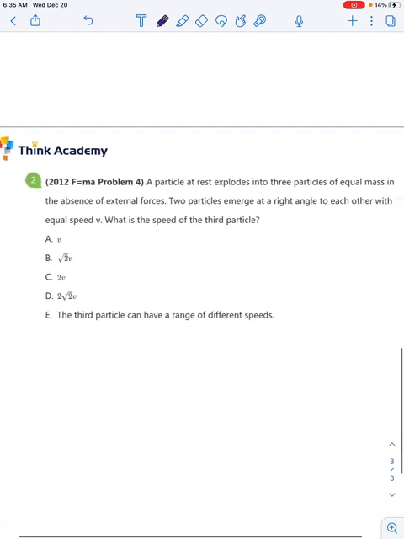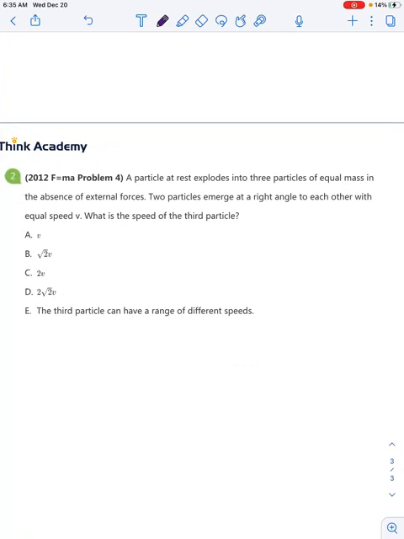Okay, for the second one, a particle at rest explodes into three particles of equal mass in the absence of external forces, and two of the particles emerge at a right angle to each other with equal speed v. What is the speed of the third particle? For this one, we can first draw a diagram. You always want to draw a diagram to see how the forces look.